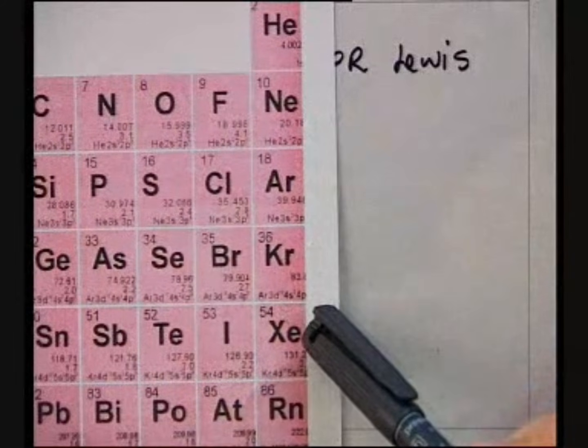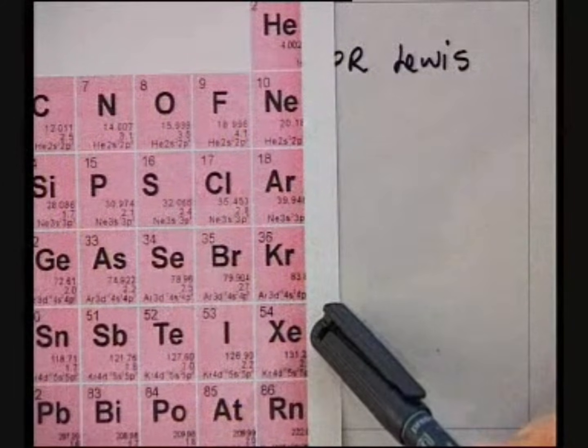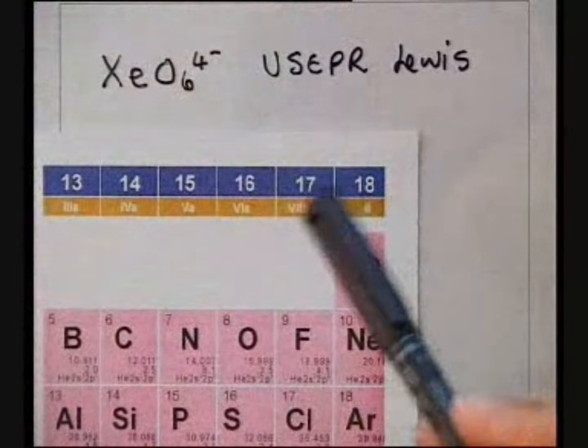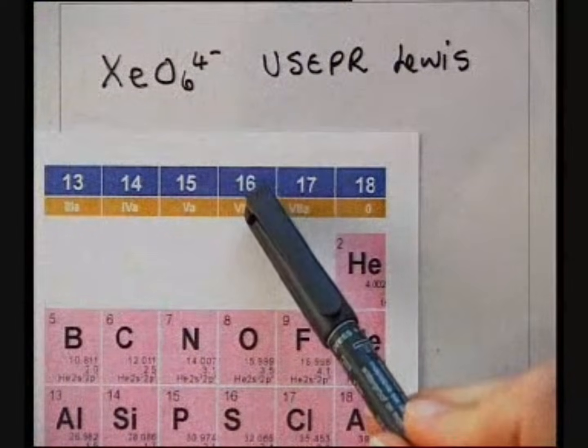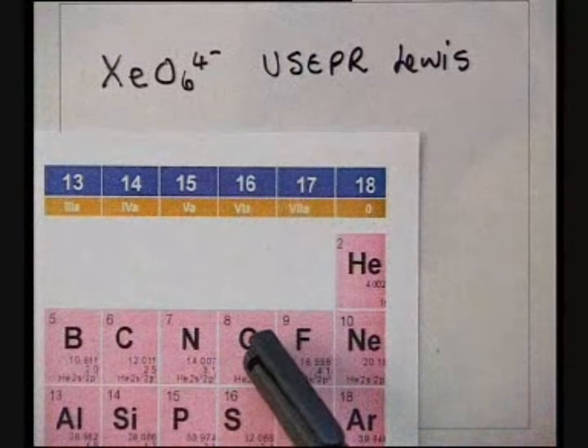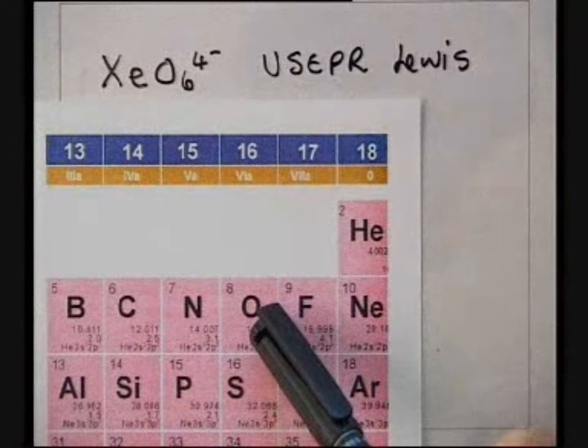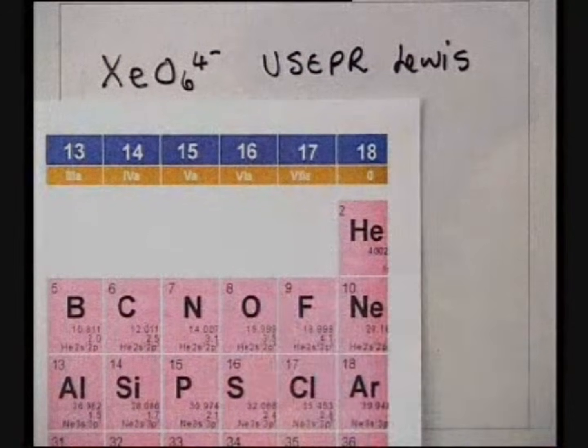Xenon, though, has got d orbitals. Having d orbitals, it can form the expanded octet. The oxygen atom is found in the 6th group and 2nd period of the periodic table. It has got 6 valence electrons that can be used for covalent bond formation.